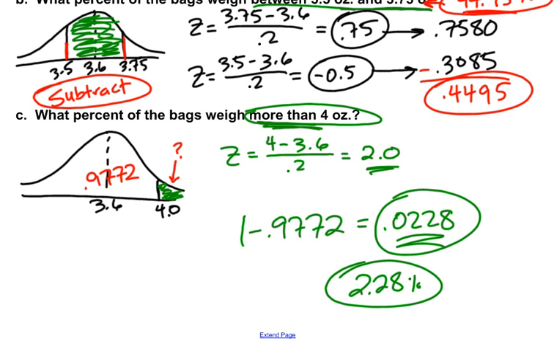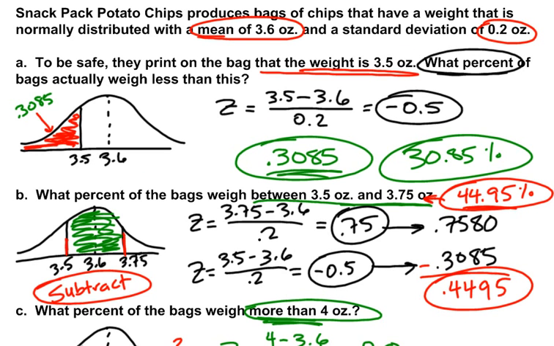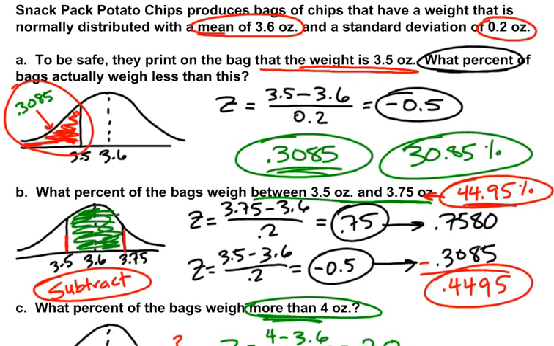So real quickly recapping, we had 3 different situations in this problem. The first one, we were looking at the value below something. So we were identifying what was below, so we just took the value straight from the table. We looked up our z-score in the table and got 0.3085. That was our answer there.